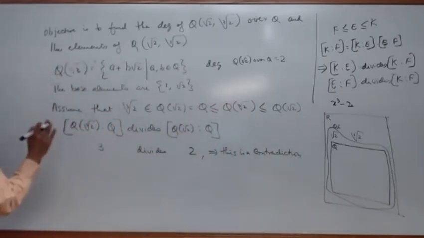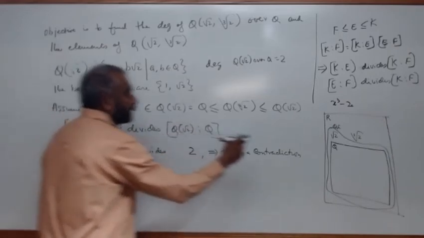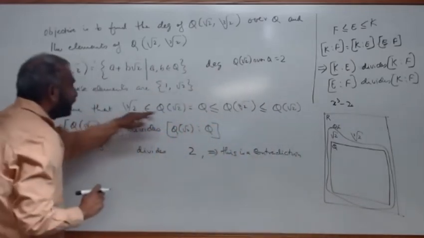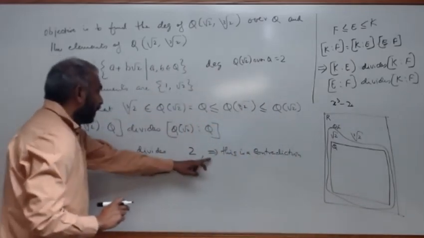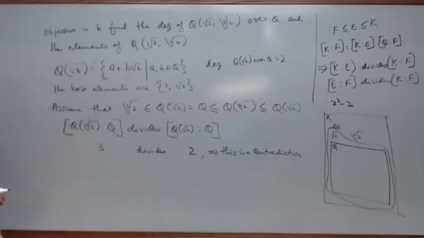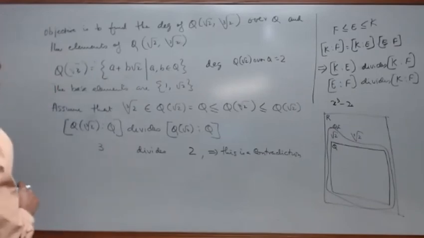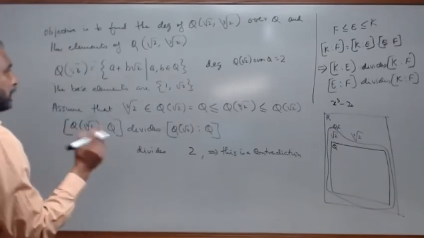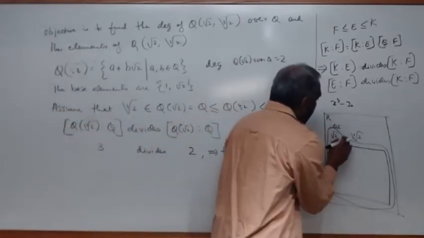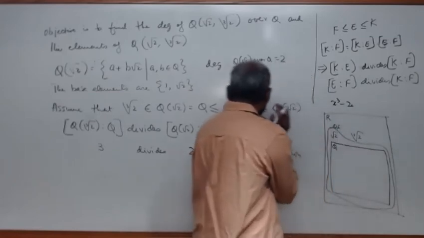Meaning, we cannot assume that this is inside here. So this is actually totally outside. When we assume that this is inside this, then we are getting a contradiction that 3 divides 2, which is impossible. So this is a totally different element, not even inside Q(√2).